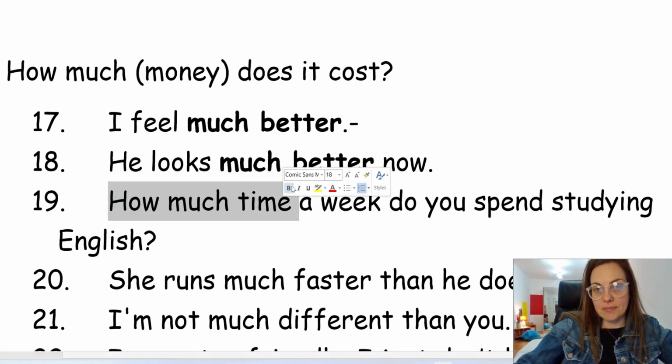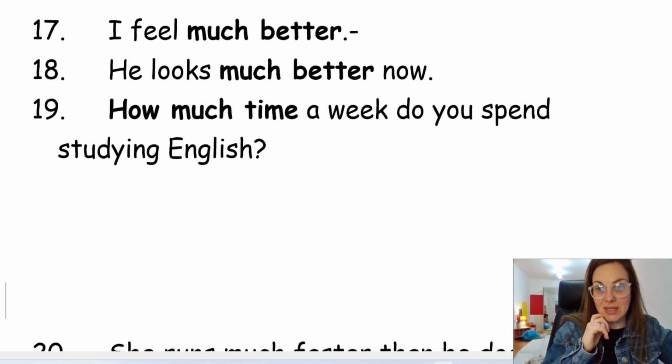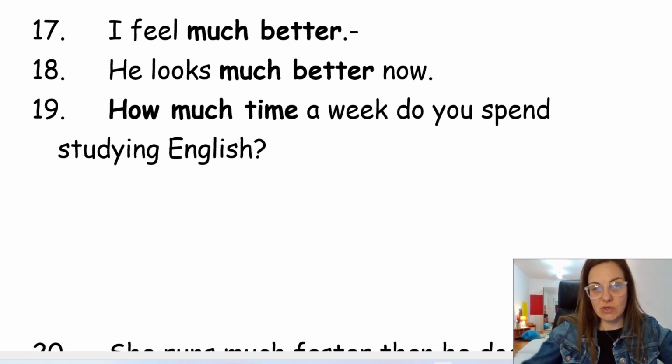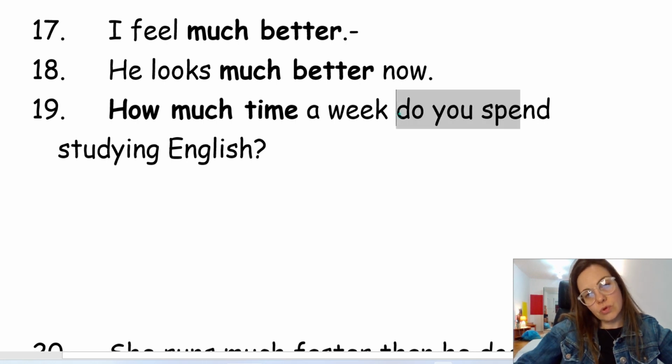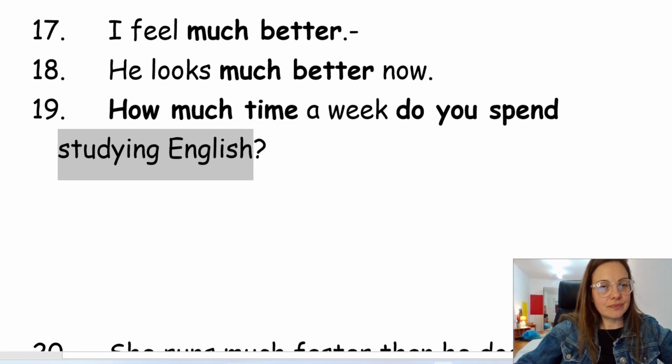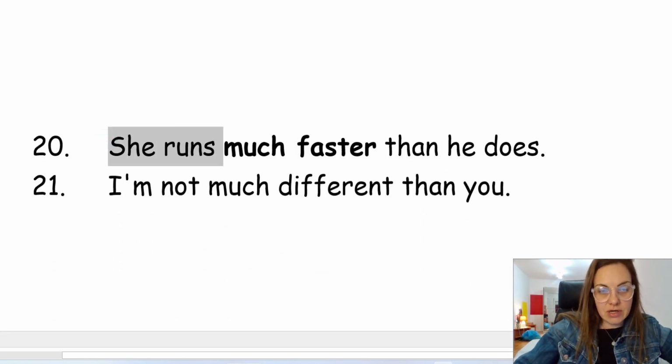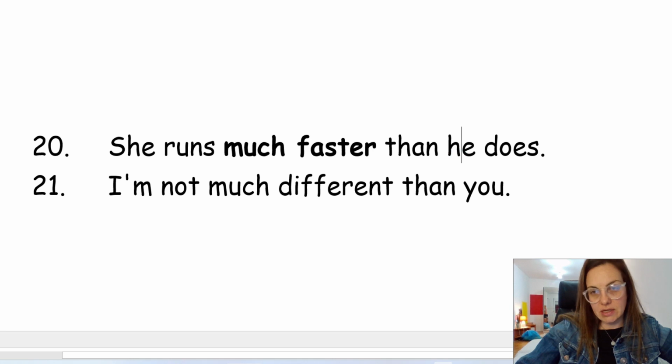How much time a week do you spend studying English? So we talked about that. How many times? How much time? How many times? How much time do you spend studying English? It's a good question. Try to answer. She runs much faster than he does. So she is faster than he is.